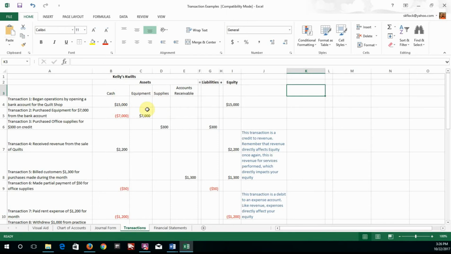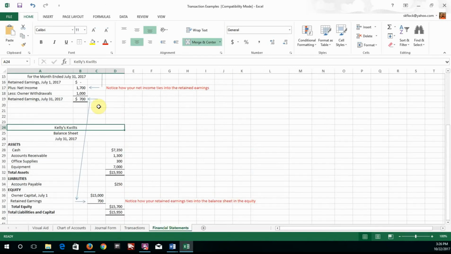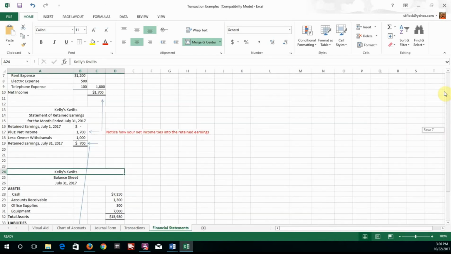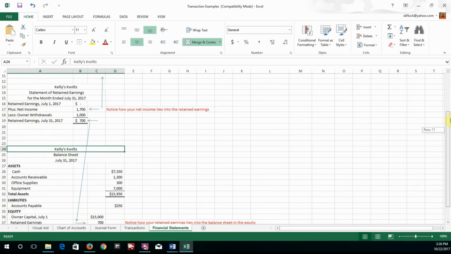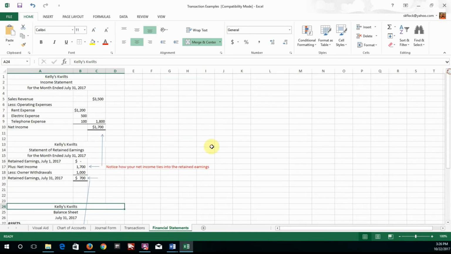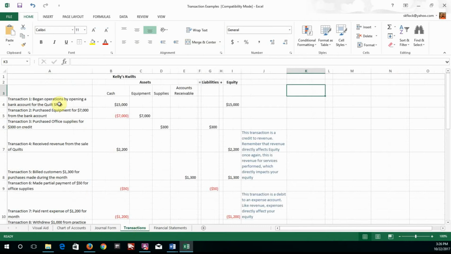So I have some examples here of some actual transactions. If you watched the prior video on the financial statements that I showed you, these are the transactions that actually ended up on those financial statements. So I'm going to take you through this step by step. The first transaction is we began operations by opening a bank account for the quilt shop. We put $15,000 in the bank. That's a debit to my bank account, which is in my assets, and a credit to my equity.